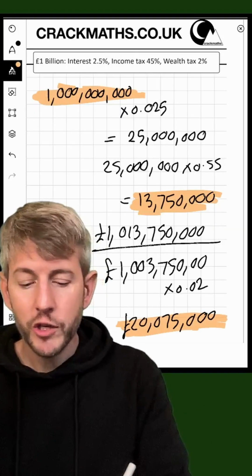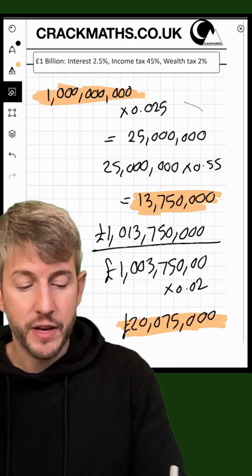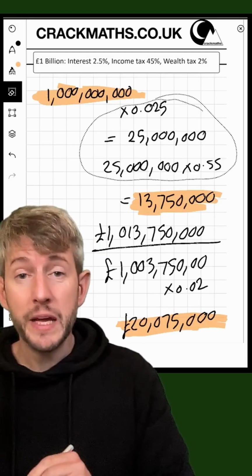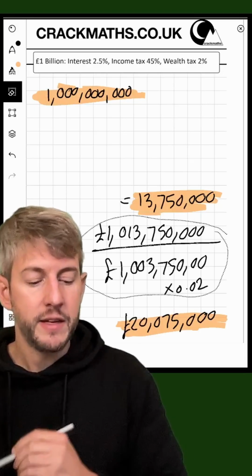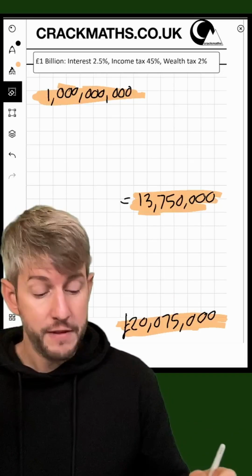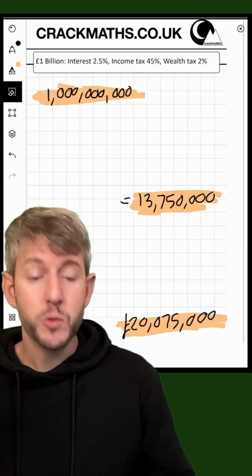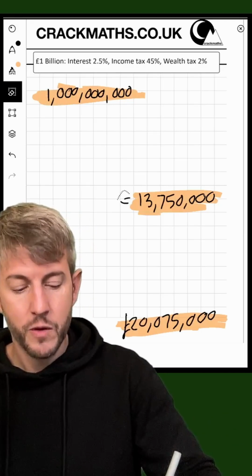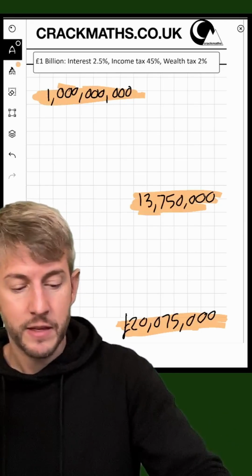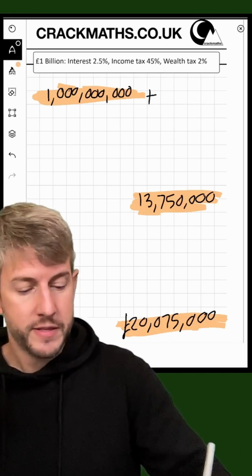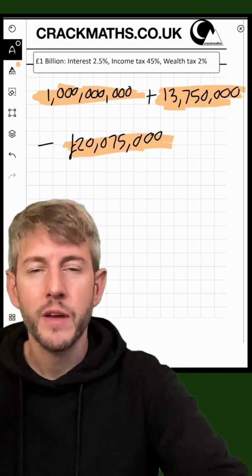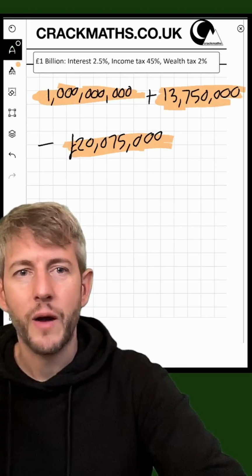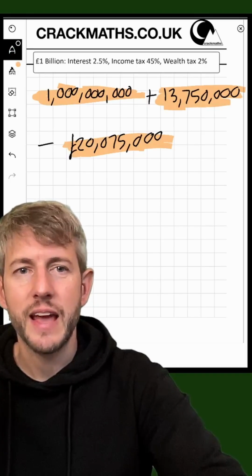So let's now look at the three key bits of information here. We've got the £1 billion that they start with. We've got the 13,750,000 that they receive. And then we've got the 20 million wealth tax. So let's add this, so we've got this, add this, and then we're going to take away this. Okay, so let's work this all out on the calculator and see how it goes.